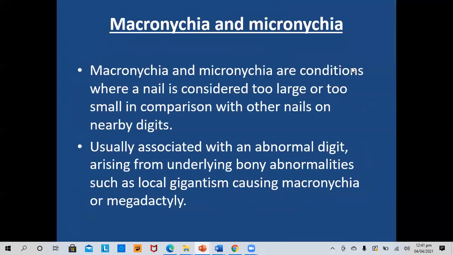Macronychia and micronychia. Macronychia and micronychia are conditions where the nail is considered too large or too small in comparison with other nails on the nearby digits. It is usually associated with an abnormal digit arising from underlying bony abnormalities, such as local gigantism caused by macrodactyly or megadactyly.